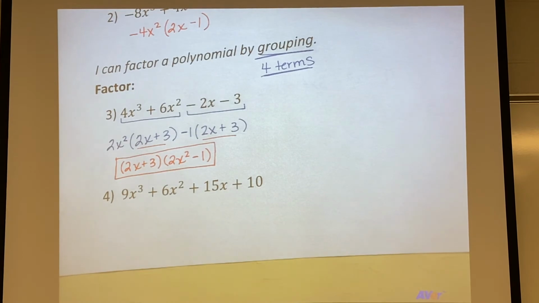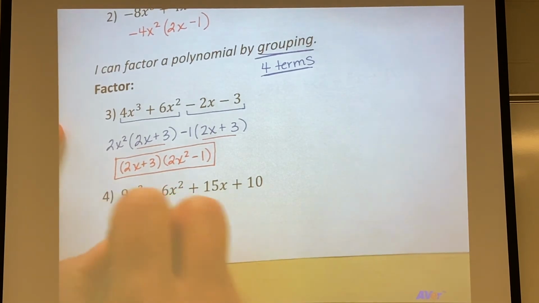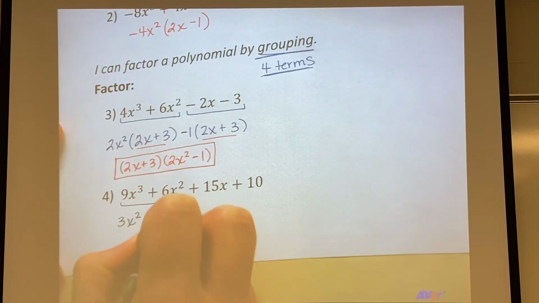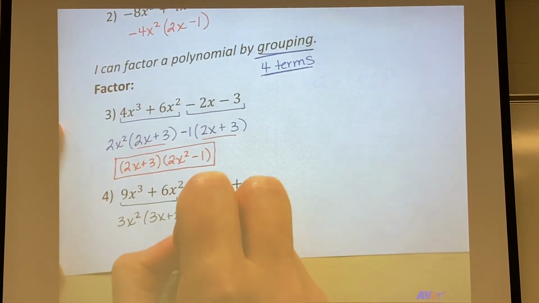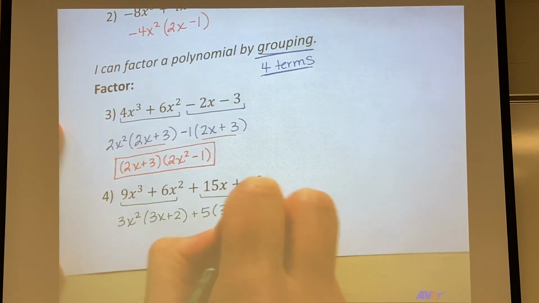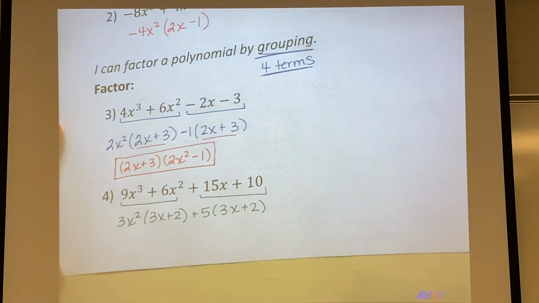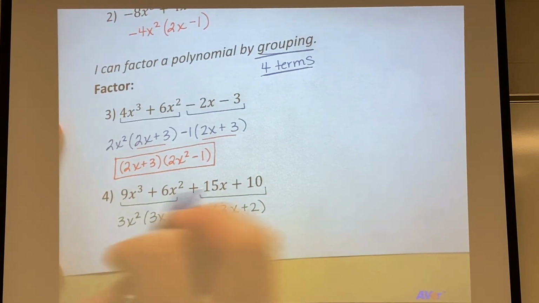Give it a try by grouping and then come back and check. So hopefully you grouped these first two together and found that 3x squared was your GCF, leaving 3x plus 2 inside. The next two have a GCF of positive 5, leaving a 3x plus 2 inside. 3x plus 2 is our new GCF. It's in both of them, so we take out the 3x plus 2 and have 3x squared plus 5 left.